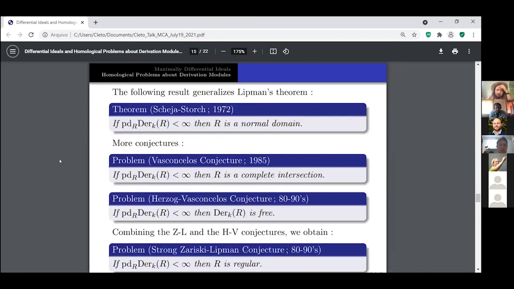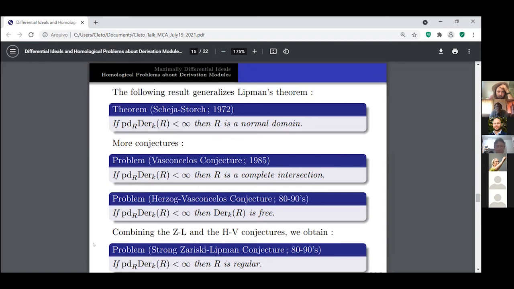Now, let me state a few other, more general conjectures, and also results. Seven years after Lipman proved his theorem, Scheja and Storch proved this more general one: if the projective dimension of the derivation module is finite, then R is a normal domain. So this, of course, generalizes Lipman's theorem. And you have these next conjectures here.